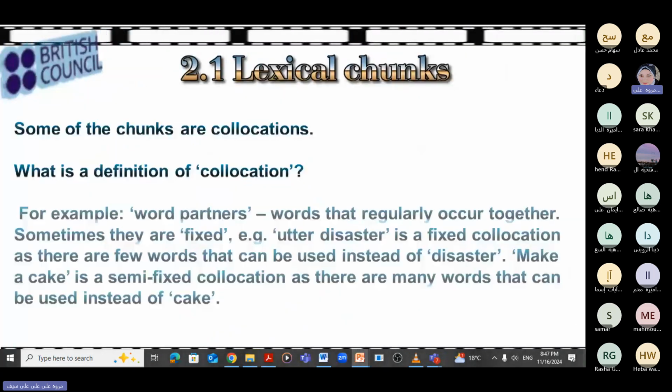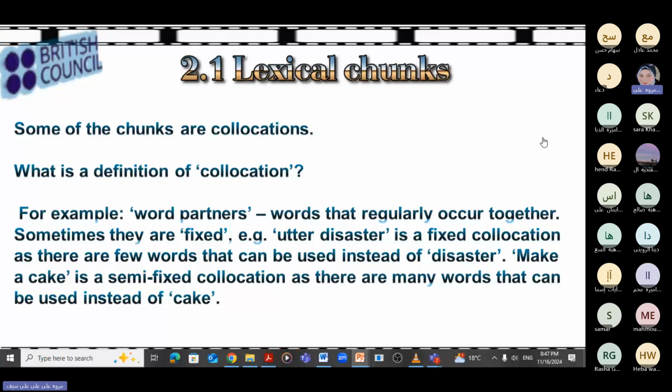Now we have the definition of the word collocations. If you have some confusion about what a collocation is or what a lexical chunk is and how to differentiate or distinguish between them: some of the chunks are collocations. What is the definition of collocation in the first place? For example, word partners. So a collocation is like word partners, words coming together, always or most of the time. So words that regularly occur together. Sometimes they are fixed. Like when I say utter disaster, it was an utter disaster. So it's a fixed collocation.